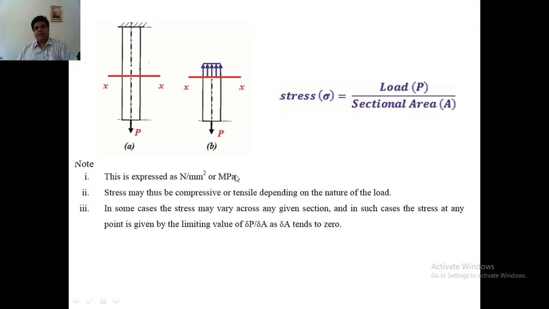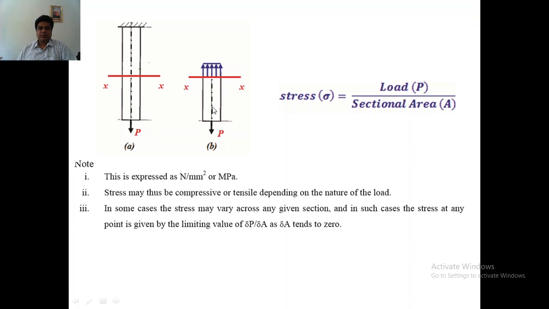So for example, if I ask you what your examination result is, you will tell 60% or 75% or 80%. Like that, if I ask you what is the stress induced in this material because of this load, you will say it is 2 Newton per meter square or 2 Pascal. And usually the strength of materials is expressed in megapascal. Mega is nothing but 10 to the power of 6. So it is 200 megapascal or 300 megapascal, something like that.